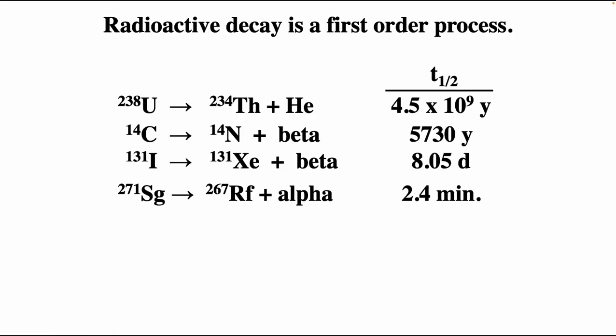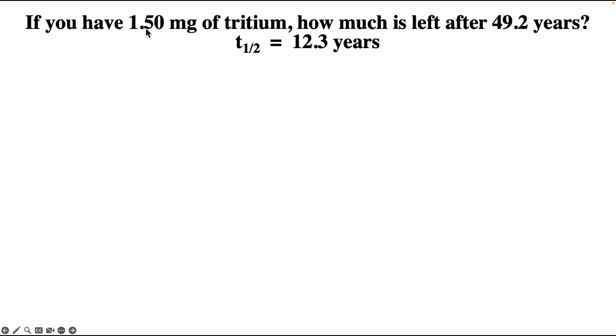And so I mentioned that all radioactive decays are first order processes and their half-lives vary greatly. Uranium-238 has a half-life of 4.5 times 10 to the 9th years, while seaborgium has a half-life of 2.4 minutes. So if you have 1.5 milligrams of tritium, how much is left after 49.2 years? Its half-life is 12.3 years.